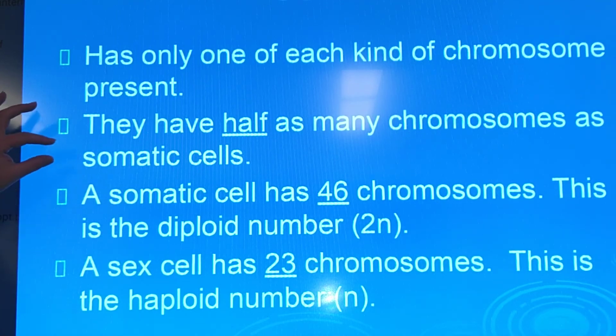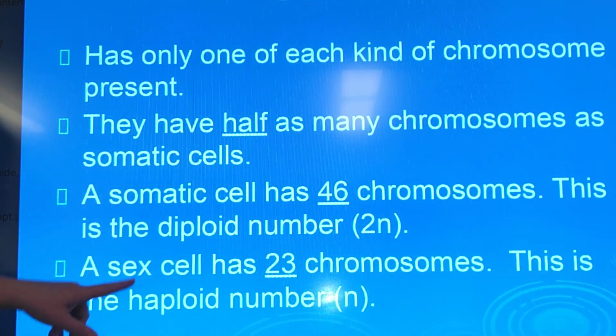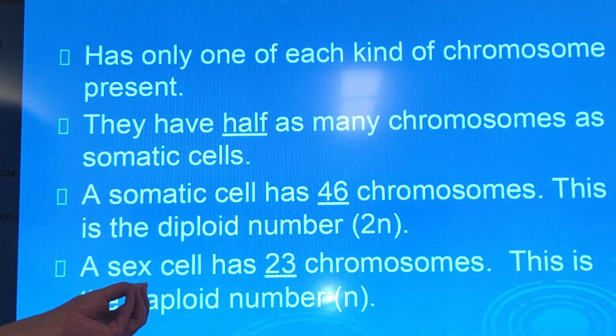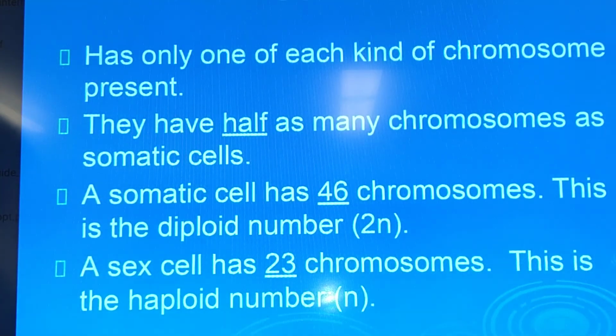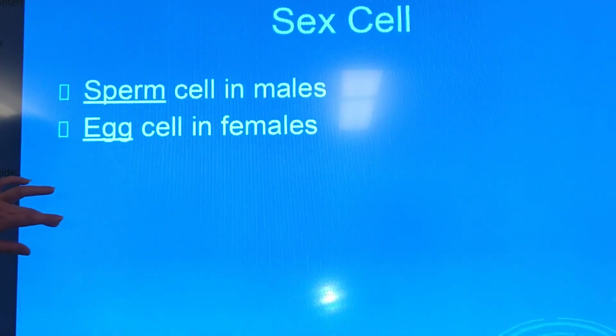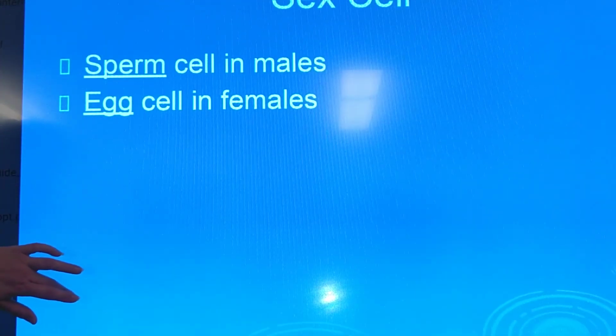Somatic cells are going to have twice as many. They're going to have the full 46 chromosomes. Sex cells are only going to have 23 because you're going to get 23 in that sperm from dad and 23 in that egg from mom. And they're going to come together to make the full 46 for all your other cells. Sperm in the male, egg in the female.